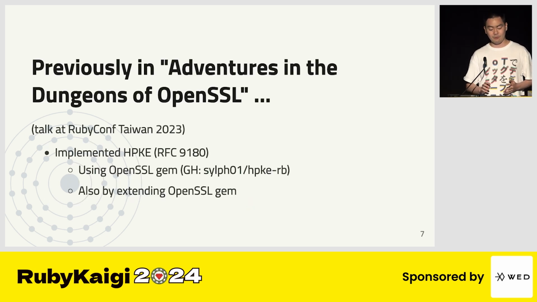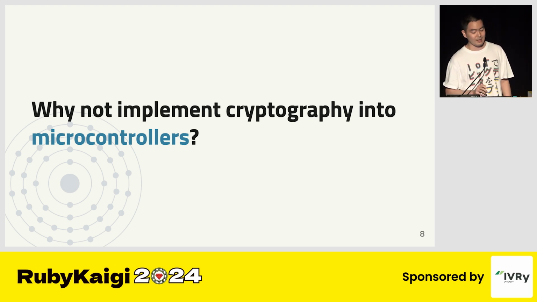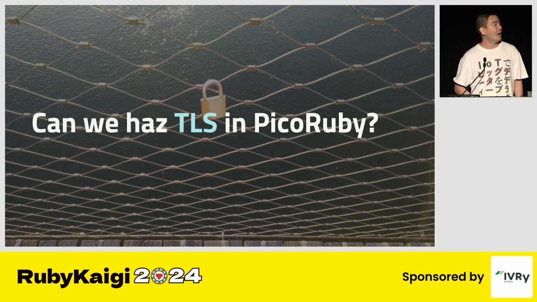So previously at RubyConf Taiwan, I gave a talk titled The Adventures in the Dungeons of OpenSSL, where I implemented HPKE, or hybrid public key encryption, using the OpenSSL gem and also by extending the C extension of OpenSSL gem. So after gaining some experience with C extensions and cryptography libraries, I came up with a question: why not implement cryptography into microcontrollers? Or can we have TLS in PicoRuby?